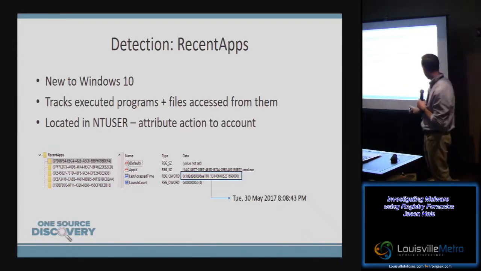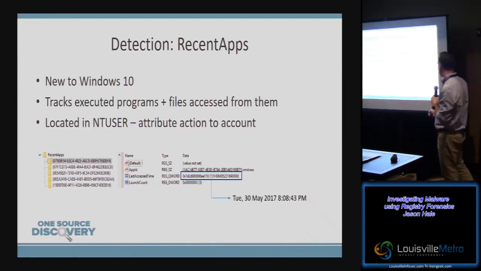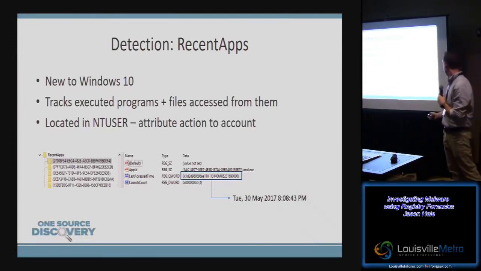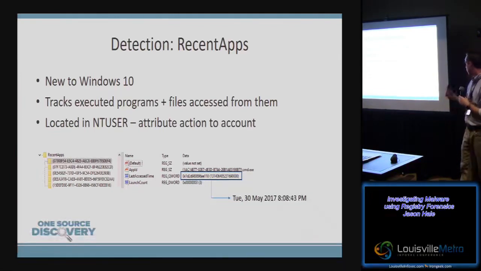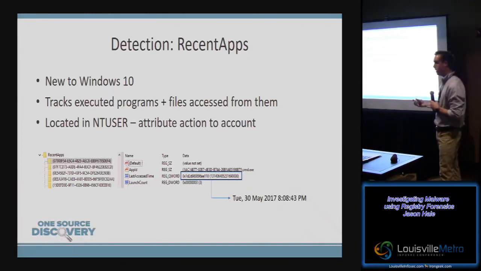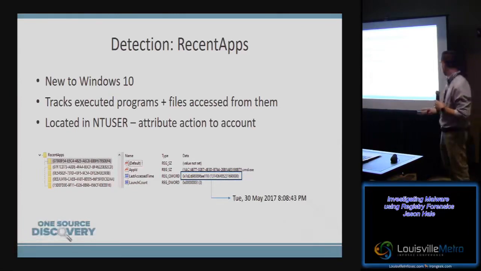And you can see here, I'm looking at an example of cmd.exe being run. You can see the last access time. Okay, so this is stored as an 8-byte value. It's a file time format, so it's a pretty standard NTFS file system time. So you can easily convert that if you have the right tools. And then you can see a launch count.